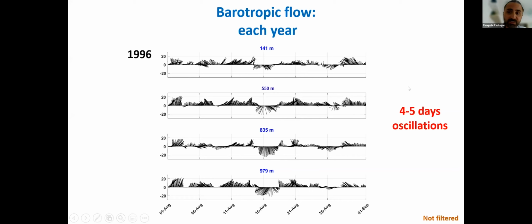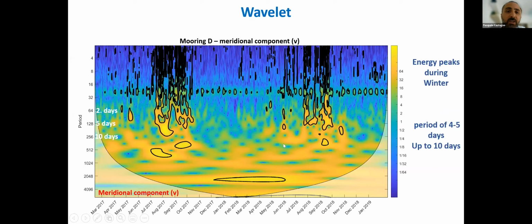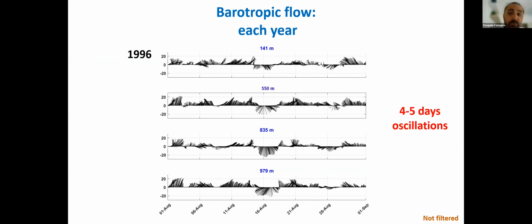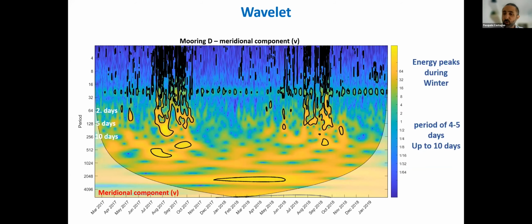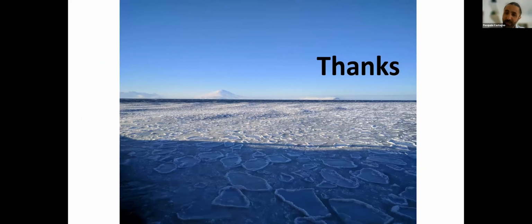And also we observe an oscillation of 4 or 5 days that we didn't see in the spectral analysis, but we can see this oscillation in, for example, the wavelet analysis. This is 2017-18, but they are all the same. You can see that this oscillation of 4 or 5 days is mostly during winter. So during winter, we have energy peaks, only during winter. And the period of this oscillation is about 4 or 5 days, the same that we observed in the currents throughout the water column. So I think I don't have any more time, and that's all.